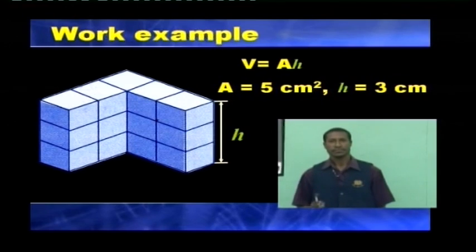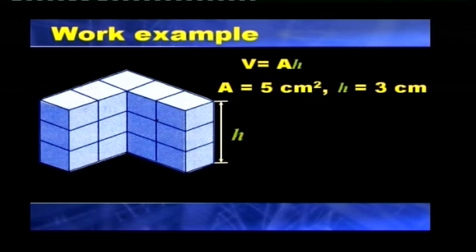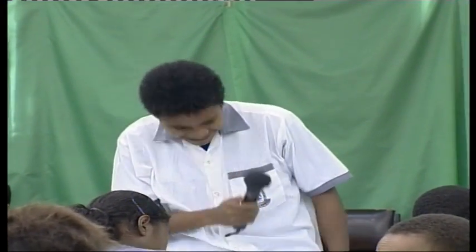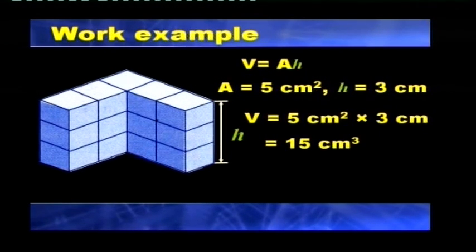Now, class, what do you think is the volume of the prism? We already know the area of the base, which is 5 square centimeter, and the height, which is 3 centimeter. What do you think is the volume? Okay, let's have Goodwin. Goodwin? 15 cubic centimeter. Okay, very good. The volume of the prism is 15 cubic centimeter.